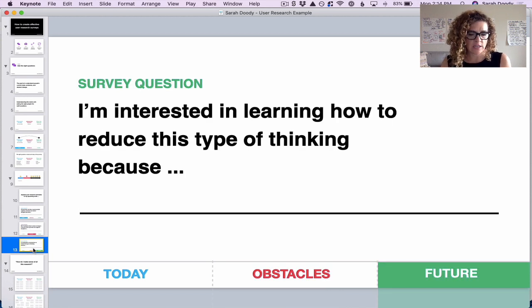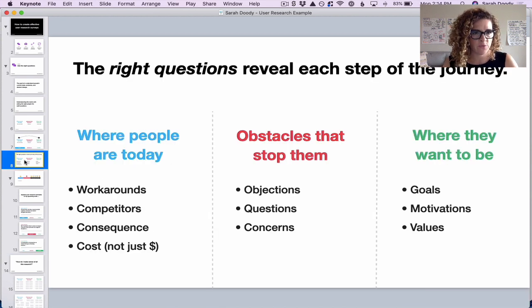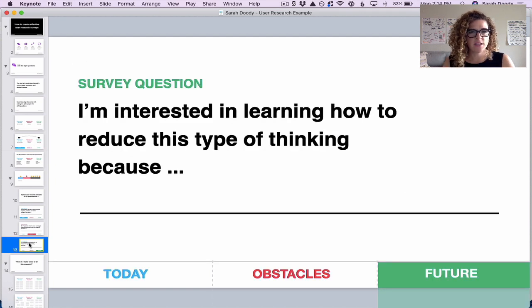The next question, getting to their future world or why it's important to overcome this problem, is an example of a question I asked. I'm interested in learning how to reduce this type of thinking because... So if we go back here, this gets back to the goals they have, the motivations they have, the values they have. And I have seen time and time again, through asking questions in first person and using these very specific, Mad Libs or fill-in-the-blank style questions, that I do get paragraph-long answers.